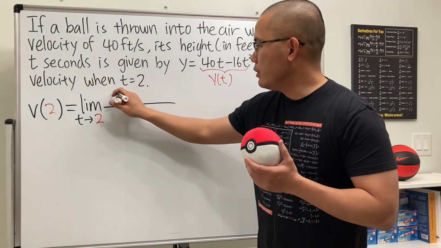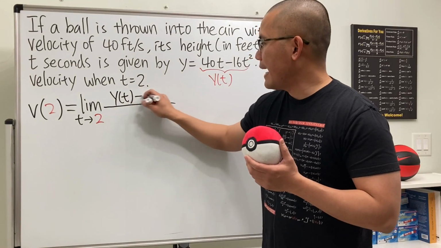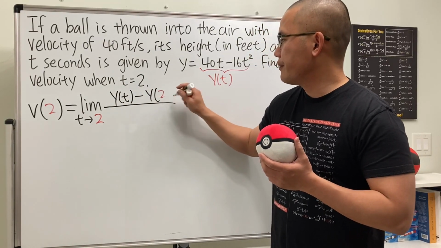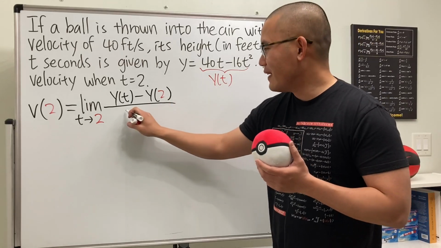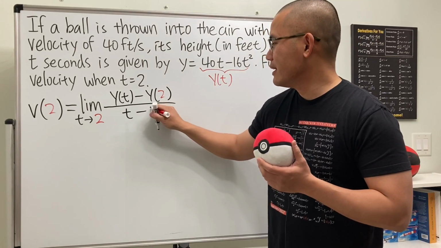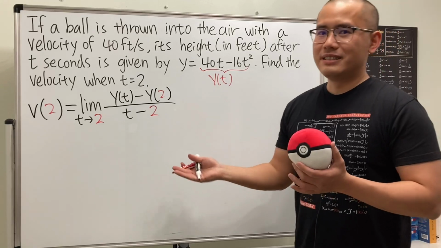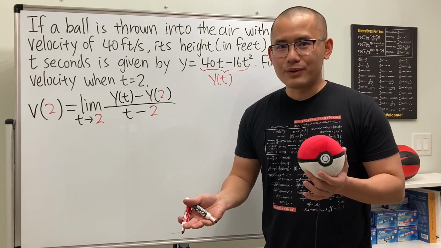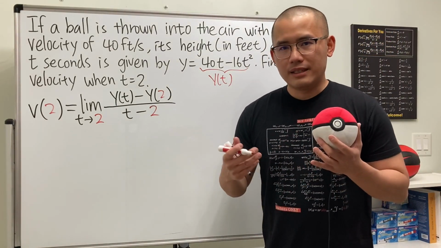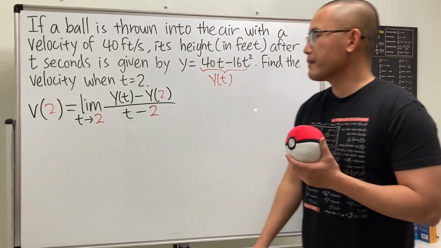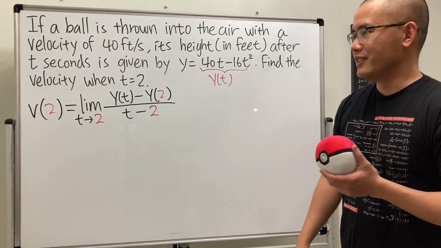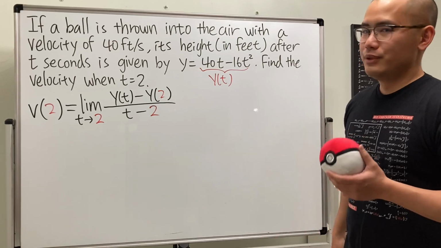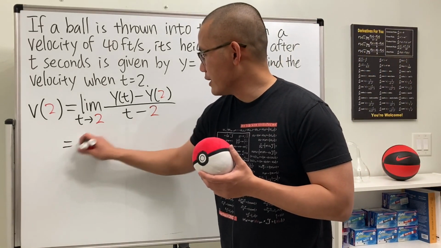Right here, we need to do y of t minus y of 2, and then divided by t minus 2. Yep, this is just the derivative formula, right, with the limit definition, and that's also the slope of the tangent line. So yeah, you have a few ways to interpret this. And now we just have to compute this. So let's go ahead and write down this again.